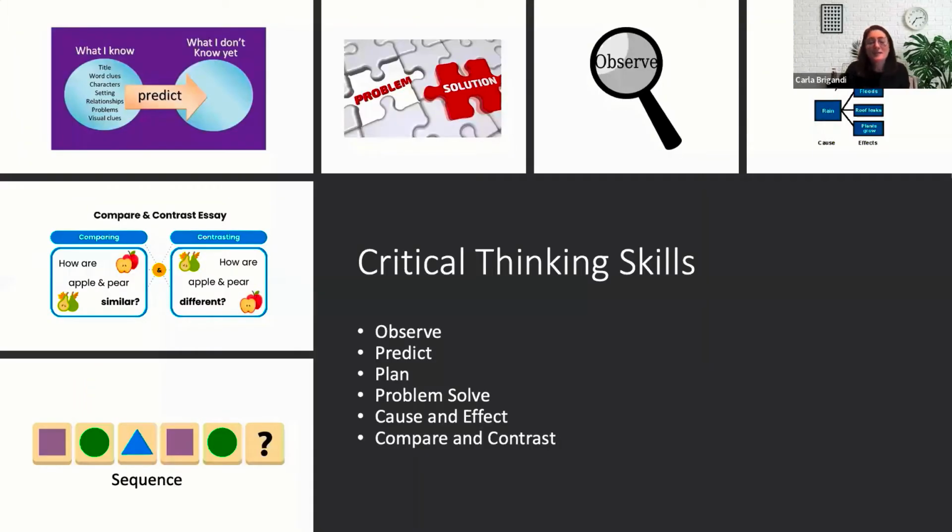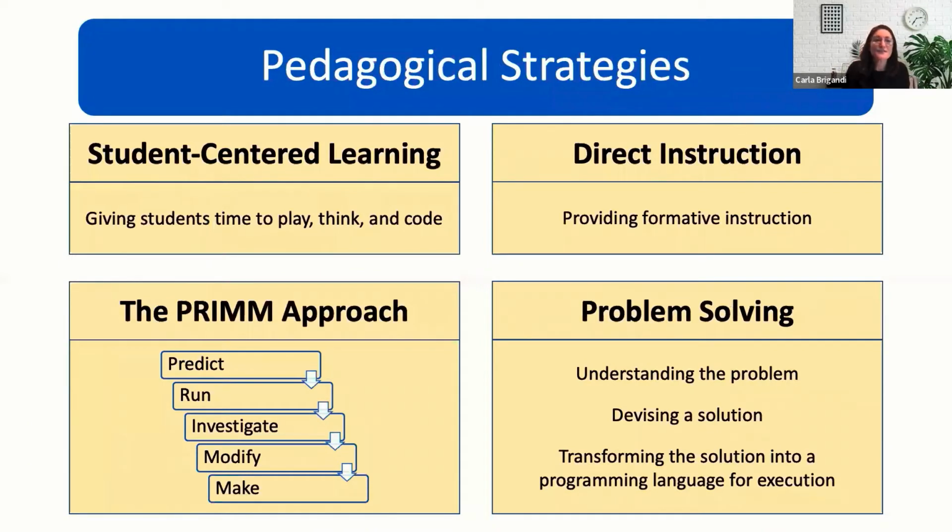And again, we'll be talking about the same critical thinking skills: observing, predicting, planning, problem solving, looking at cause and effect, and comparing and contrasting. And we'll be using pedagogical strategies of student-centered learning, giving students time to play, to think, to experiment, to modify, to run, but we're also going to provide some direct instruction and allow students time to problem solve. Now I'm going to model some of the lessons for you.